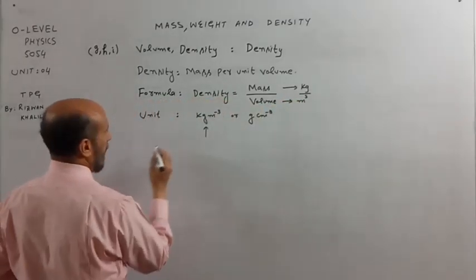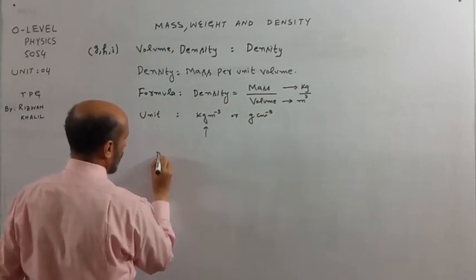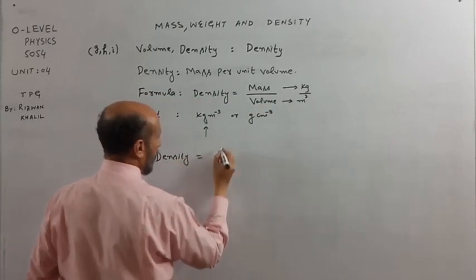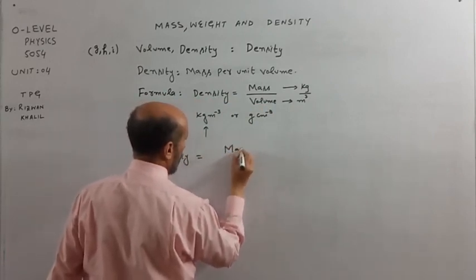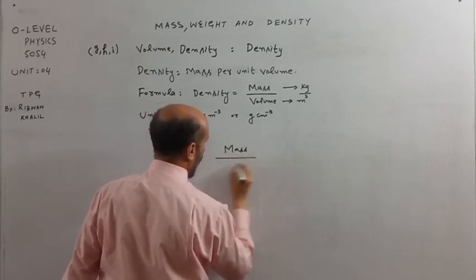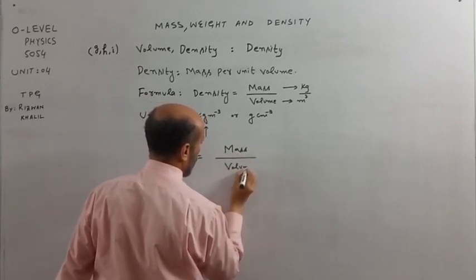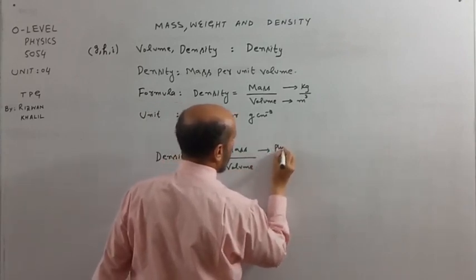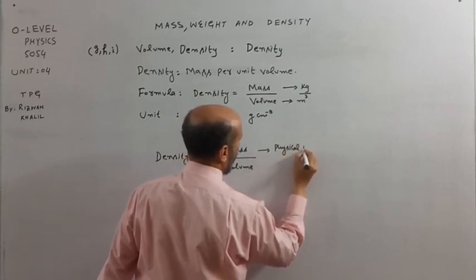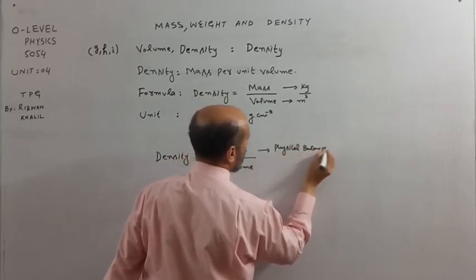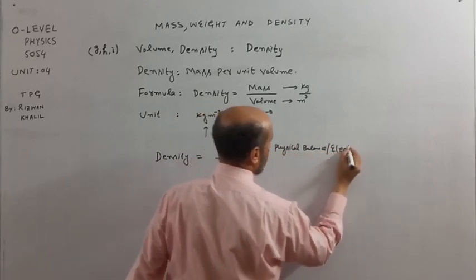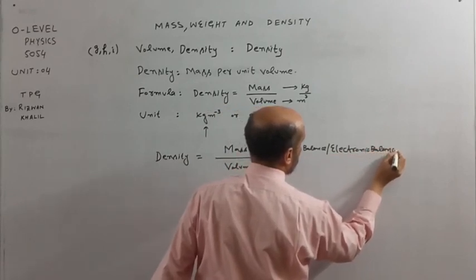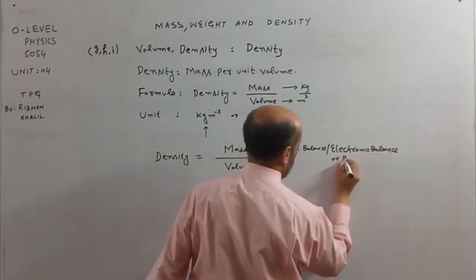Now in order to find the density, first of all we have to find the mass and then the volume. In order to measure the mass, we can use a physical balance, an electronic balance, or a beam balance as well.